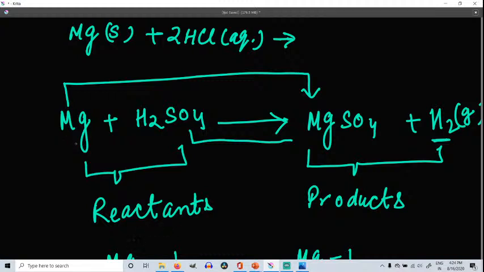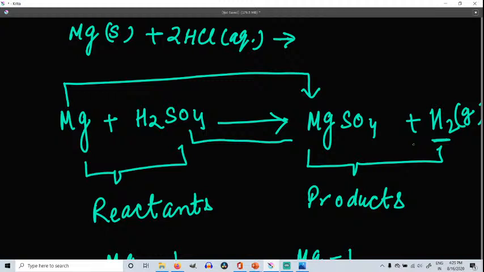We can see magnesium is displacing hydrogen by donating electrons, so magnesium sulfate will be formed after the chemical reaction, and the hydrogen will be displaced in the form of hydrogen gas, right? So what is this? There is only rearrangement of the atoms. We are not creating any other element.